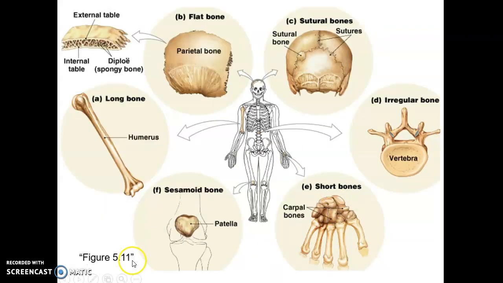Here is figure 5.11, just to give you a little example. Long bone, the humerus, upper arm; some of the flat bones in the skull, like the parietal bone; sutural bones also in the skull; a nice irregular bone, the vertebra; and short bones like the ones in our wrists, which are called the carpals. There's 8 of them.